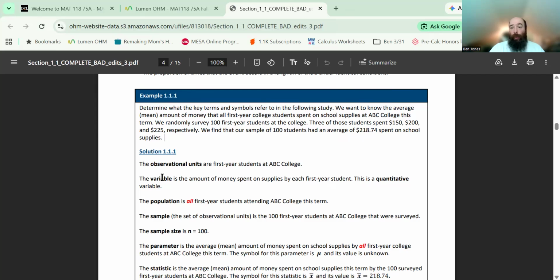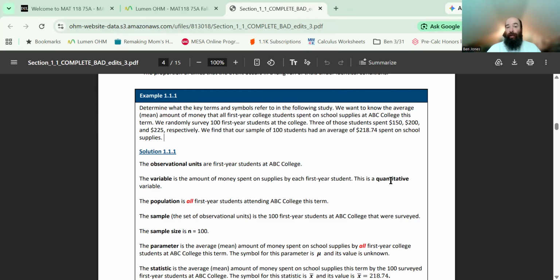The variable is what we are measuring on each of these observational units. So what are we measuring on each individual college student? Well, we want to know how much money they spent on school supplies. So the variable is the amount of money on school supplies. There are two different types of variables. There are quantitative variables. This is a quantitative variable. A quantitative variable is a variable whose outcomes are numerical. So if I want to know how much money someone spent, that's going to be a number. It's going to be $10, $100, $1,000, $370. Whatever it is, it's a number, so that's quantitative.